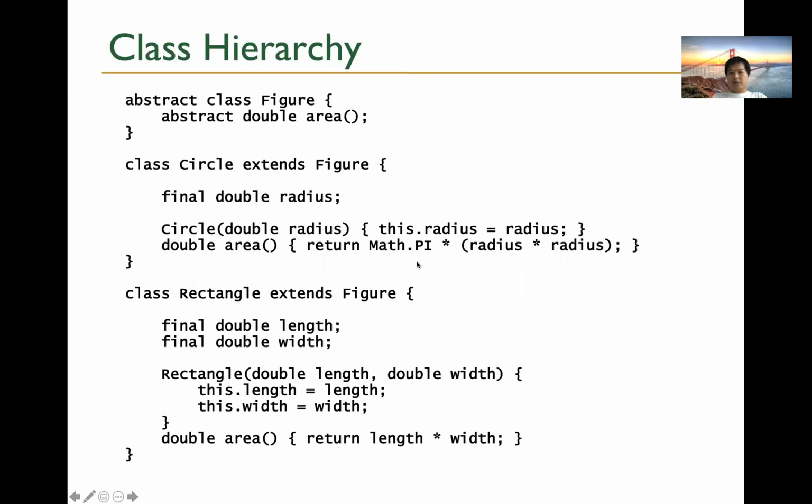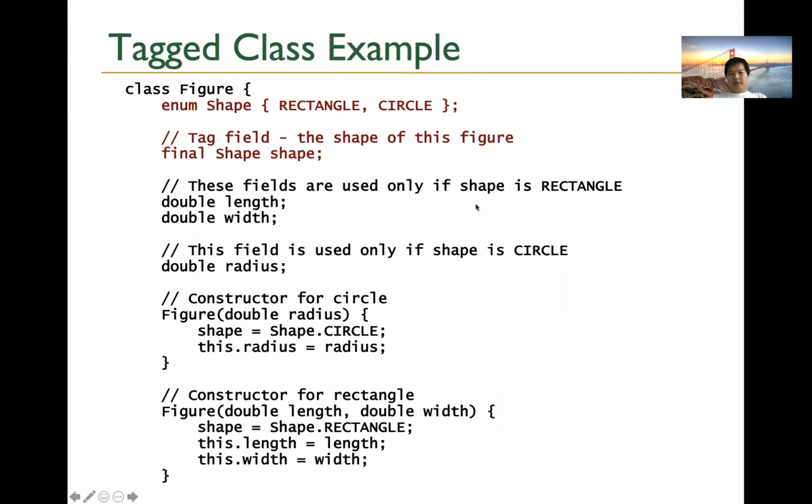Very nice. That's the way we recommend you to do. That's called object-oriented programming. However, there is still an old-fashioned way to build the same thing, which is called tag classes. So this is one type of implementation.